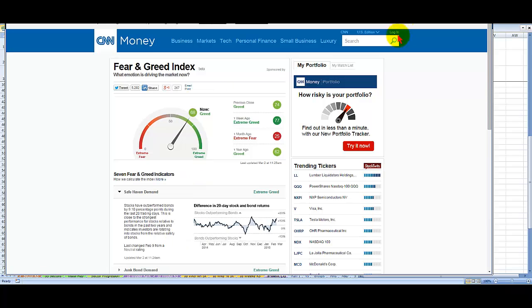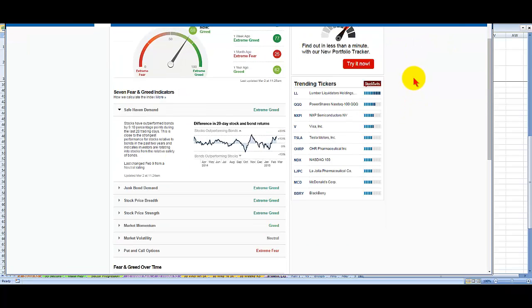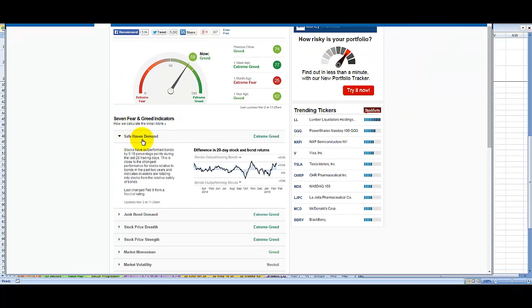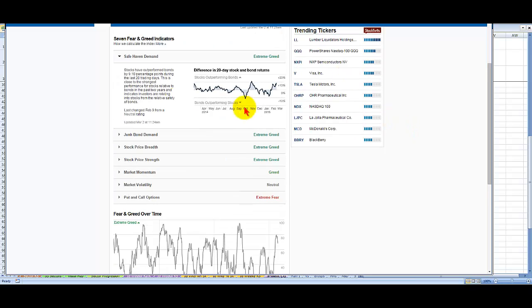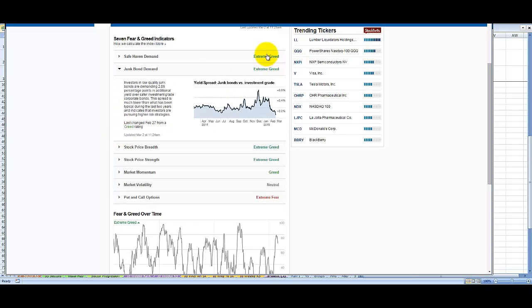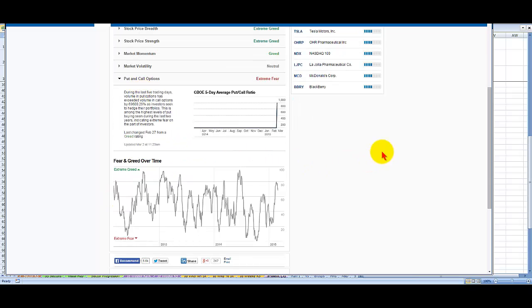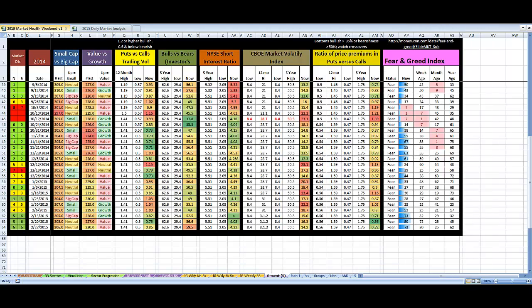Here is where I get the greed and fear. It's CNN Money, and it's a great little tool. They combine a bunch of different things into one to create this fear and greed indicator. And if you scroll down, you can click on to the various ways that it's judging whether there's extreme greed or neutral or fear. It gives you a little data, gives you a little graph. It's really quite nice. It's handy, it's simple, it's quick.